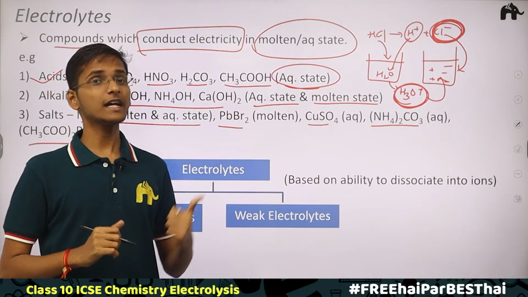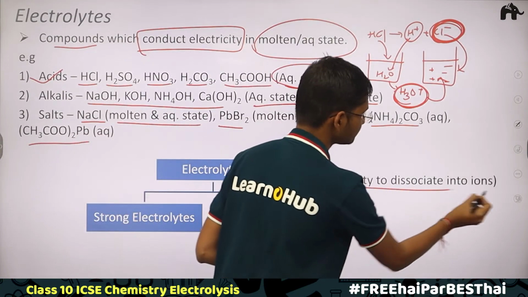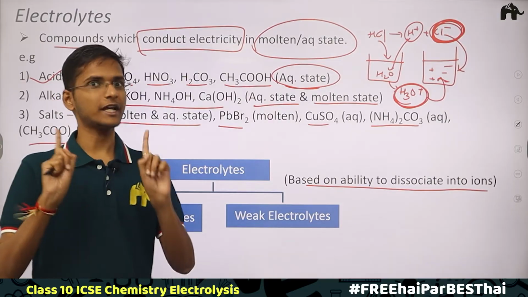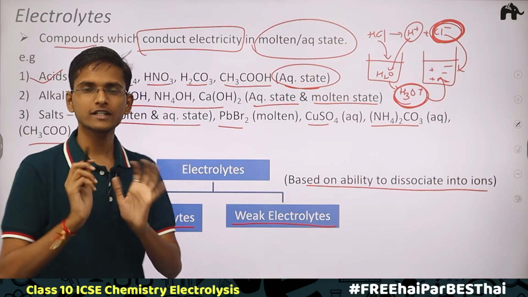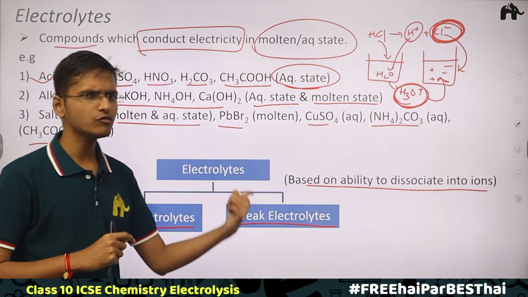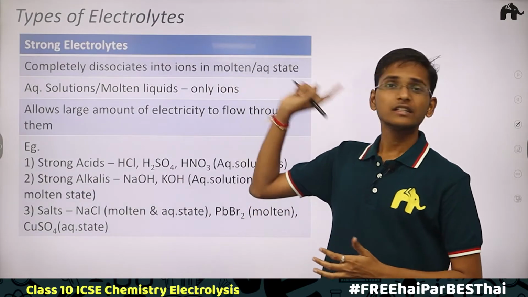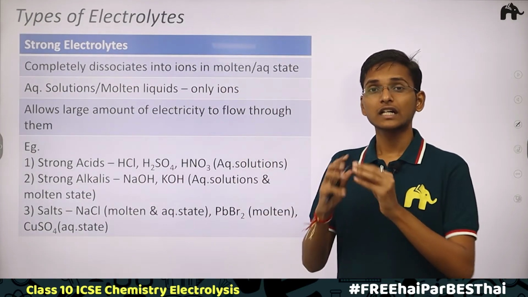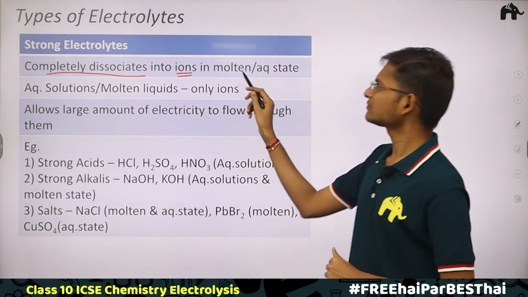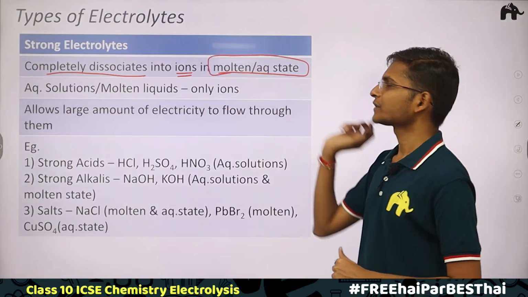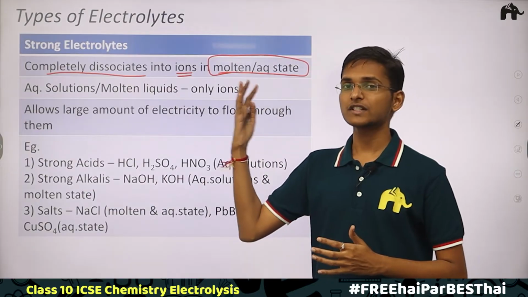Clear? Based on their ability to get dissociated into ions, they are divided into two types: strong electrolytes and weak electrolytes. Let's see one by one what strong electrolytes and weak electrolytes are. So what are strong electrolytes? These are the electrolytes which dissociate completely into ions in their molten or aqueous state. So what does this mean? Complete dissociation. We have already seen this term when we were studying acids, bases and salts.